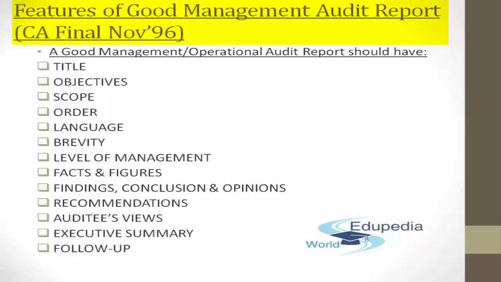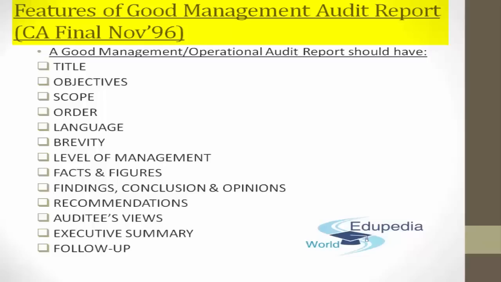And lastly, the thing would be following up. So the management auditor should review whether management takes follow-up action based on his report or not. And if no action is taken within a reasonable time, he or she should draw the management's attention towards it.